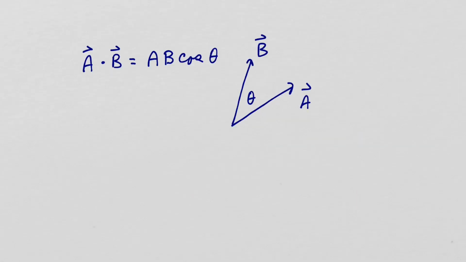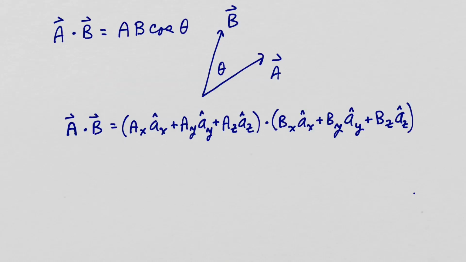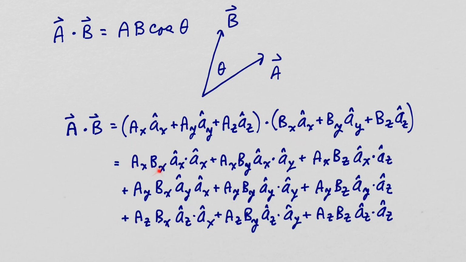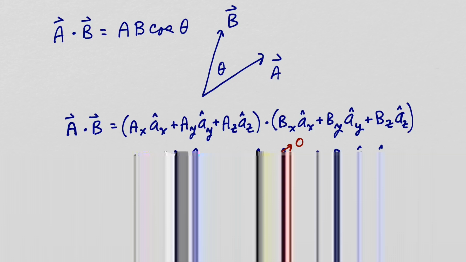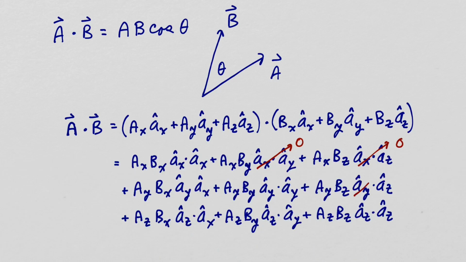With what we know about the dot product between unit vectors, let's look at the dot product when we have the vectors in component form. Distributing this, this term dotted with this term is ax bx, a sub x dot ax. This term times this one is ax times by, and then an ax dot ay, and so forth to get these 9 terms. The dot product between any two different unit vectors is going to be 0. So these terms are all 0.